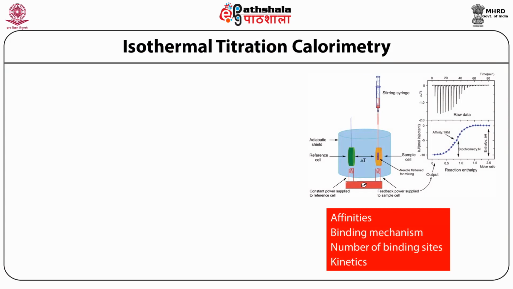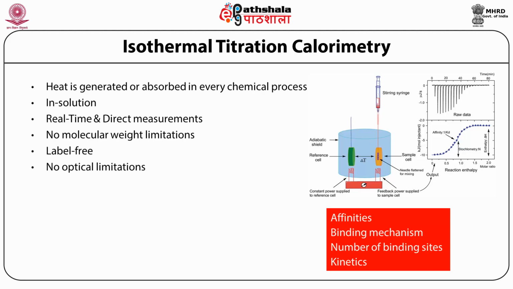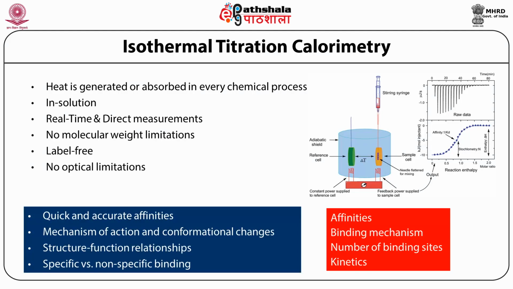Isothermal titration calorimetry, simply known as ITC, is based on the heat generated or absorbed in every chemical process. This technique is implemented in solution form. So both protein and ligand can be taken in solution, and it is a real-time and direct measurement of the protein-ligand interactions. There is no limitation on the molecular mass of the ligand or the protein. There is no labeling required, and of course there is no optical limitation. ITC is a quick and accurate measurement of binding affinities.